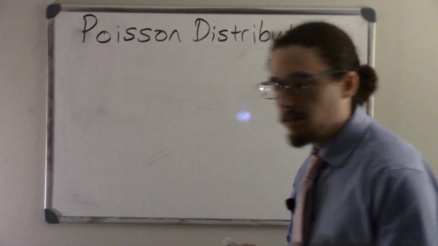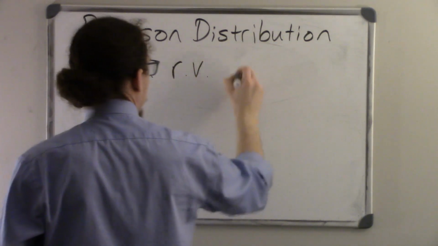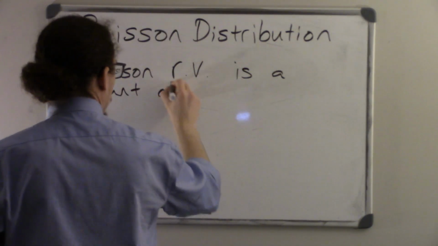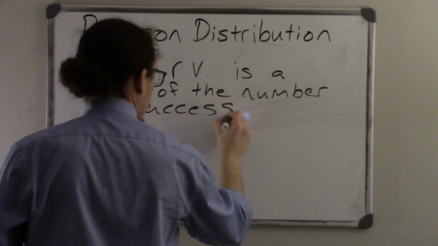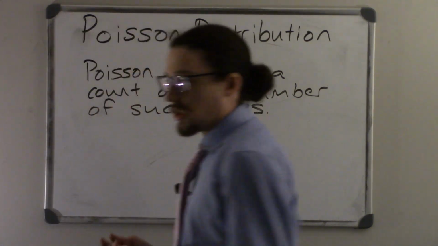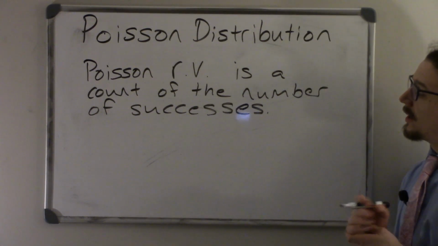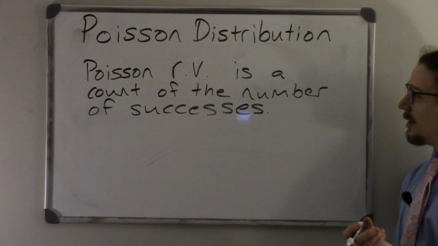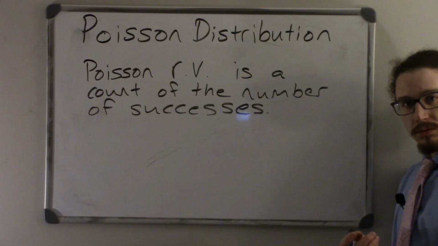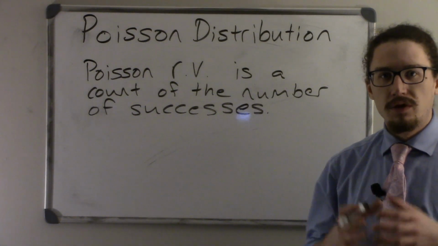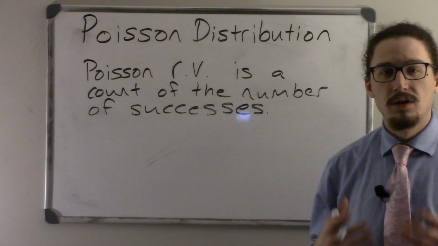One, they're similar in that the Poisson random variable is a count of the number of successes. Just like the binomial random variable, our Poisson random variable is a count of the number of successes. The difference comes in that for a binomial, we are looking at the number of successes over a set number of trials. For the Poisson, we are looking at the number of successes over some fixed interval of time or space.